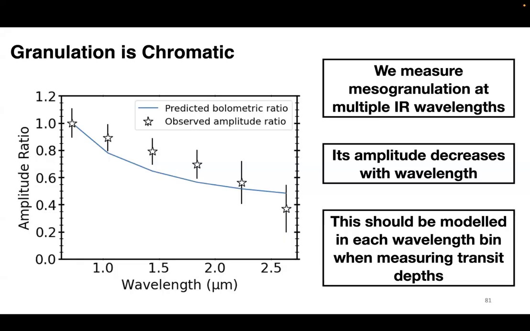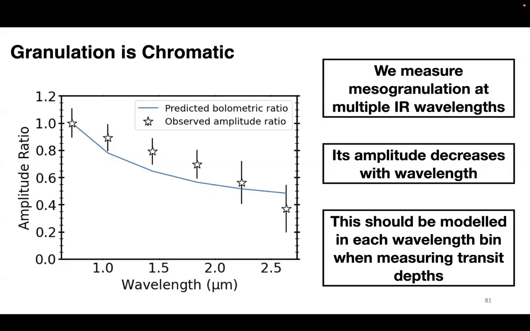And because the amplitude of the granulation signal decreases with wavelength, it's very important that the granulation modulation in the light curve be measured and modeled correctly in each wavelength bin. If you're trying to measure transit depth in each wavelength bin, because if you don't include these chromatic effects in your modeling, you might be systematically biasing your transit depths, which will systematically bias your measurements of the atmospheres of these planets with James Webb data.